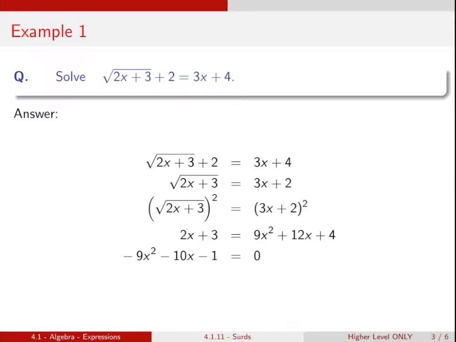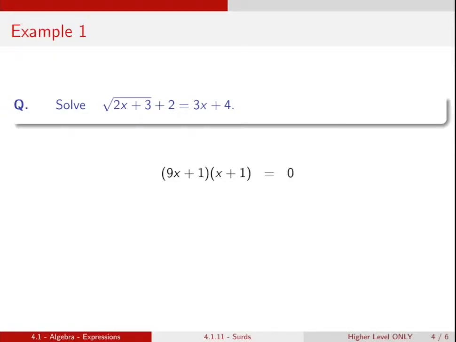And now I want to solve or factorize this quadratic. It's probably easiest to first multiply across by minus 1, and then the factors turn out to be 9x plus 1 and x plus 1. And that's equal to 0 when you multiply them. So the first case, 9x plus 1 equals 0, therefore x equals minus 1 over 9, or the second case, x plus 1 equals 0, so x is minus 1.